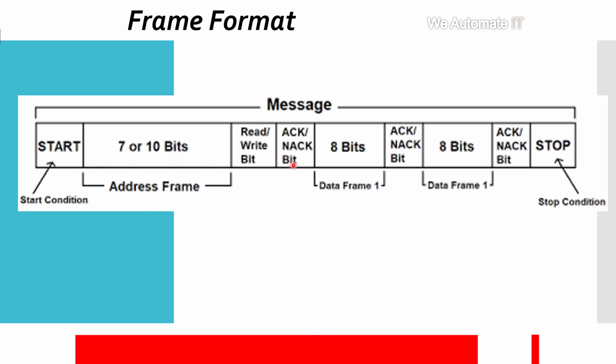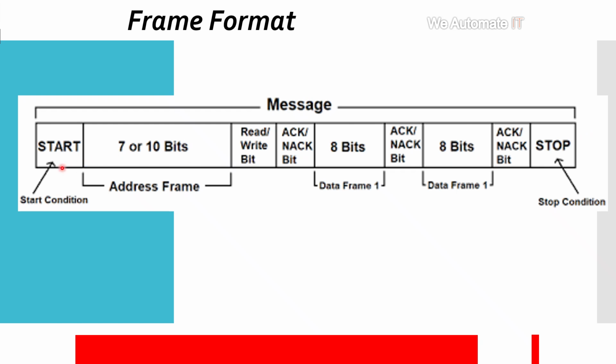Then the acknowledgement bit is here. Next to read and write, the acknowledgement bit is considered. Again the first 8-bit data frame is considered. Again one acknowledgement bit is considered. Again another 8-bit data frame is considered next. Then the acknowledgement bit is given. Again the stop condition is applied. Okay, so this is the normal frame format for the I2C circuit.